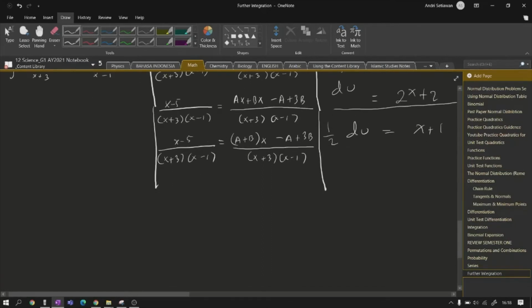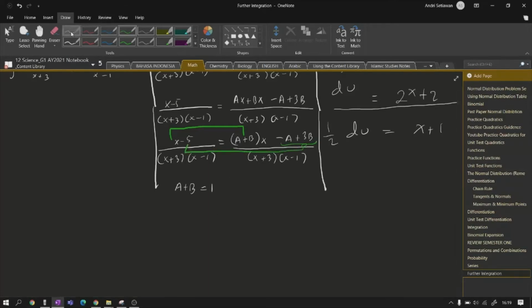The coefficient of x on the left side is 1, and the coefficient of x on the right side is a plus b. So we can make the equivalence a plus b equals 1. This is the first part. And for the second part, we see that minus 5 will be similar to the constant. All of them are constants, so the constant must equal minus 5, so we make minus a plus 3b equal minus 5.